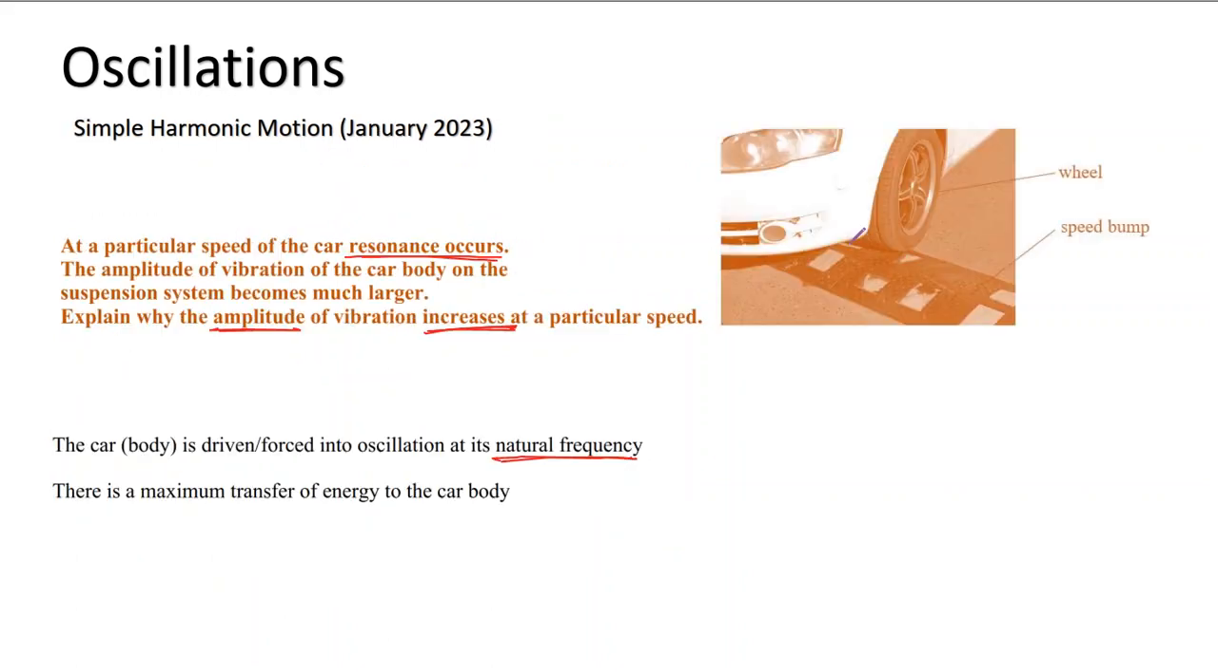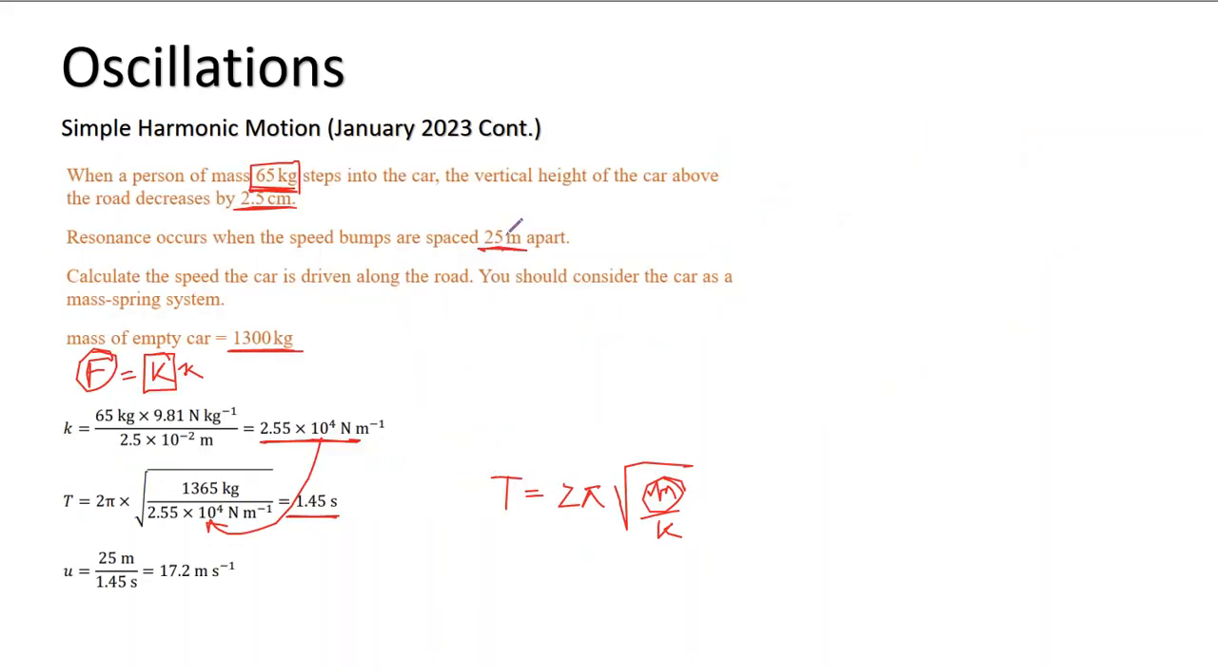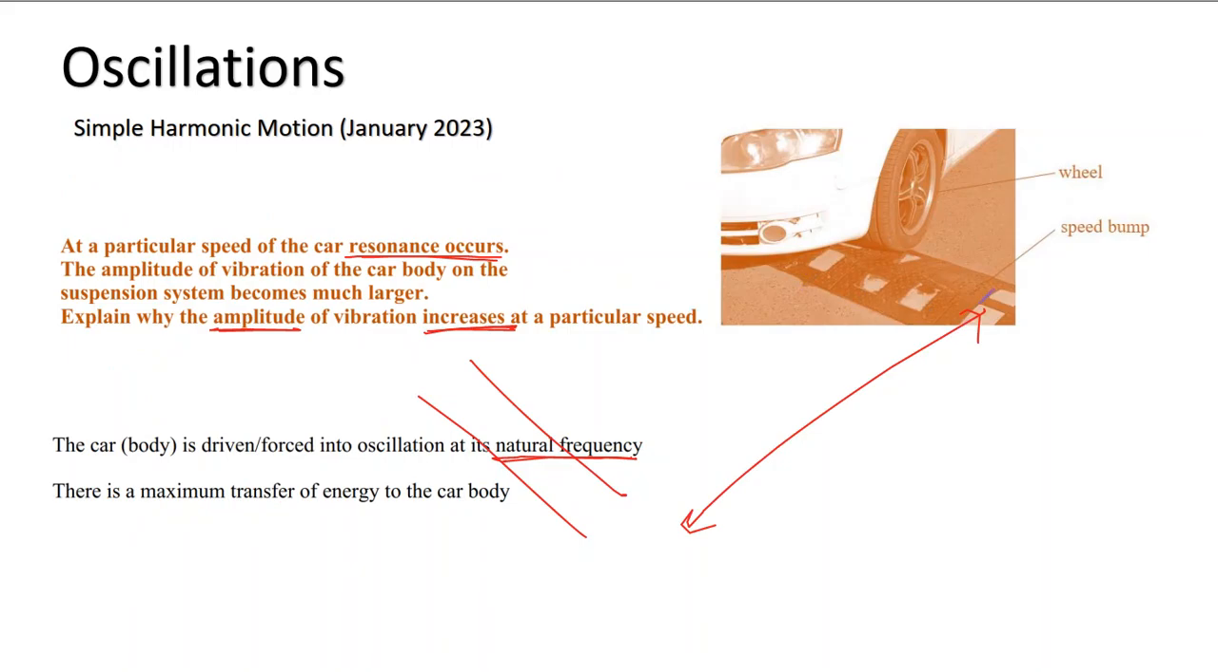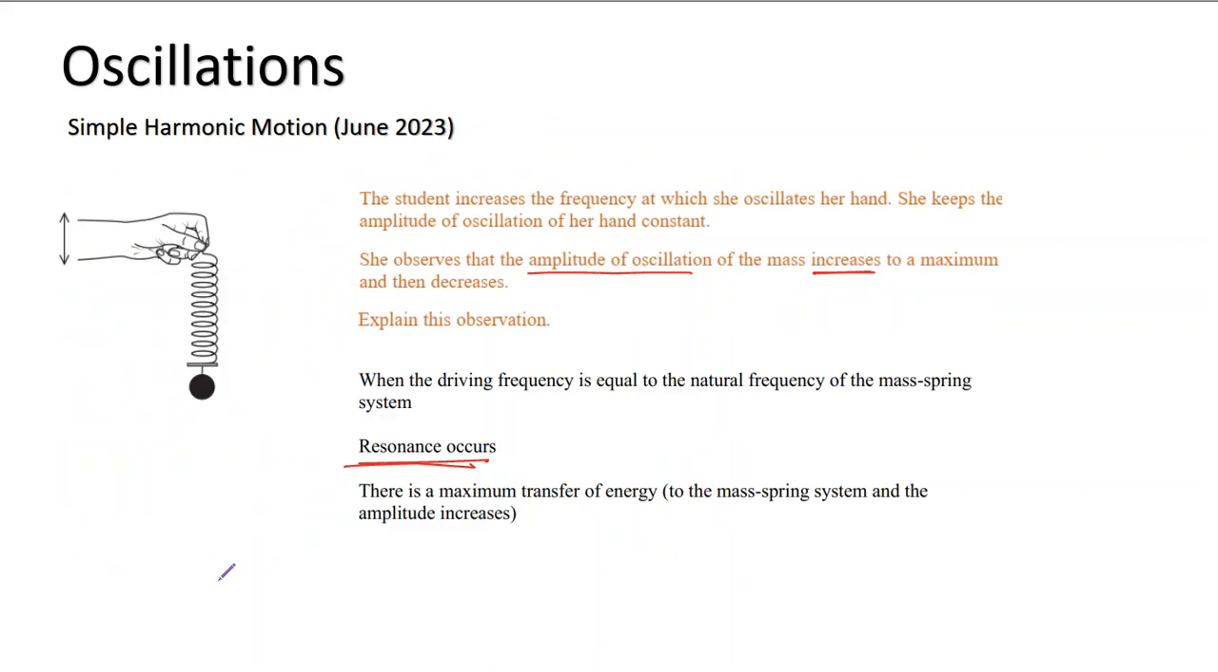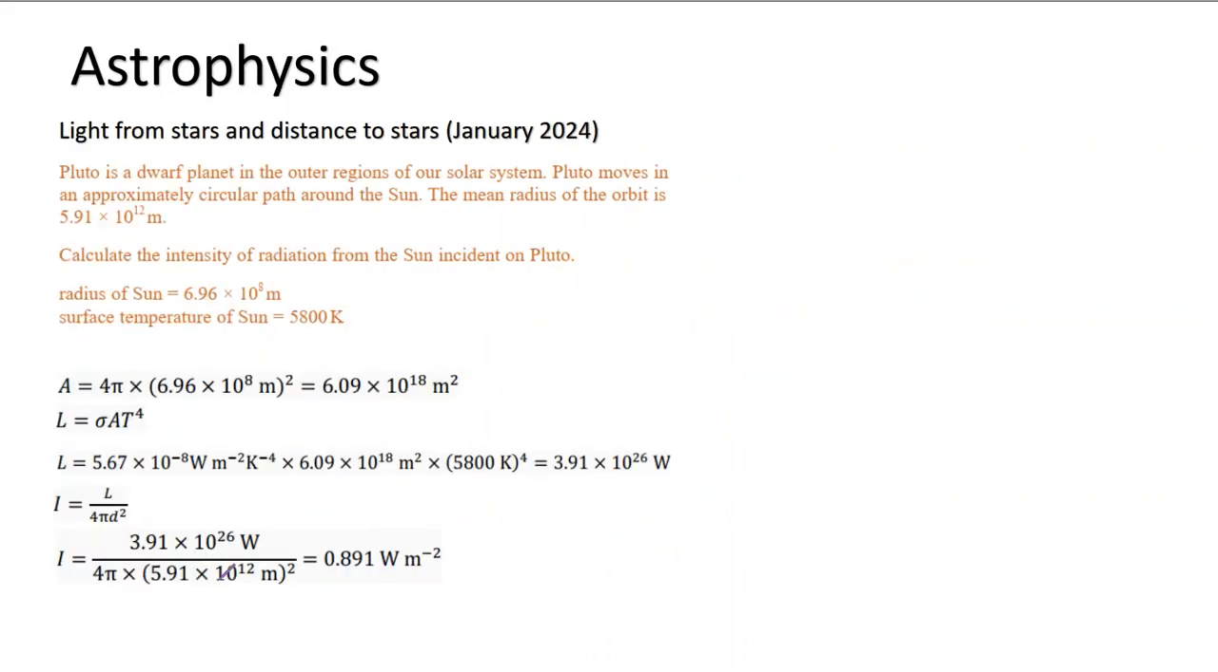So let's look at this question. I have a speed bump here and I have another speed bump here, let's say, and these speed bumps are placed, question says 25 meter apart, right? So from here to here the time period that we just found out was 1.45. The distance divided by this time period will give us the speed of the car. The question was very layered. We already covered this. Let's move on to astrophysics.